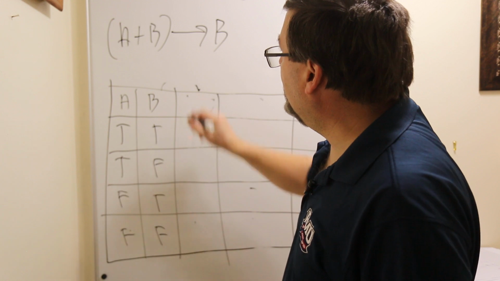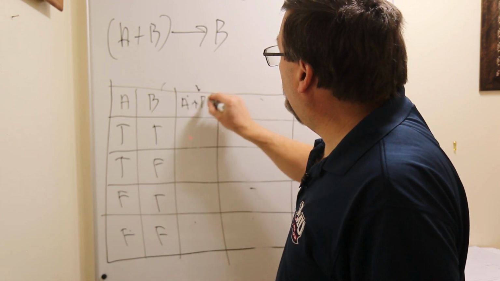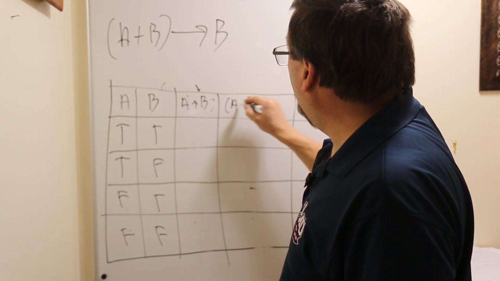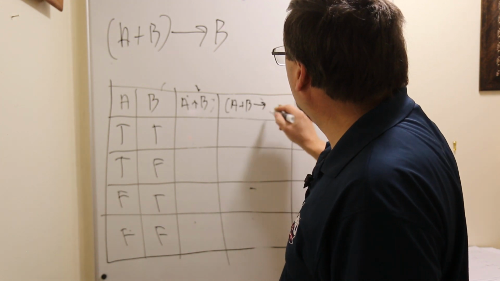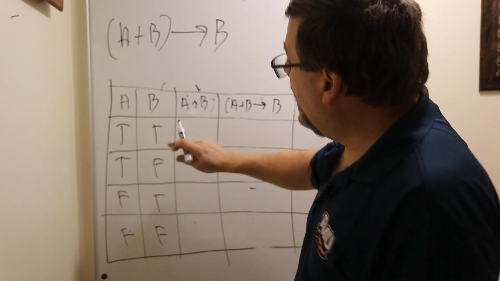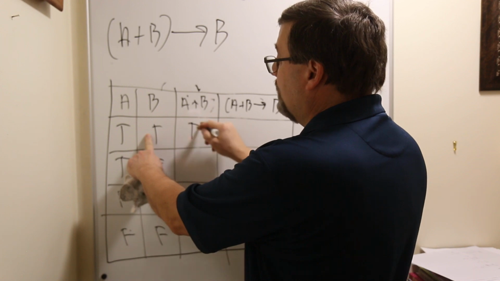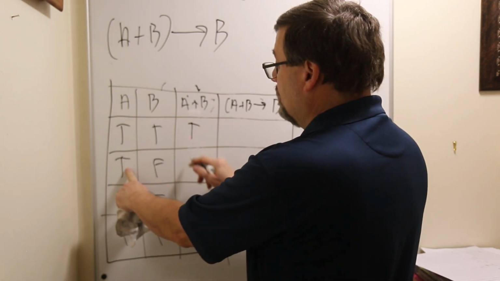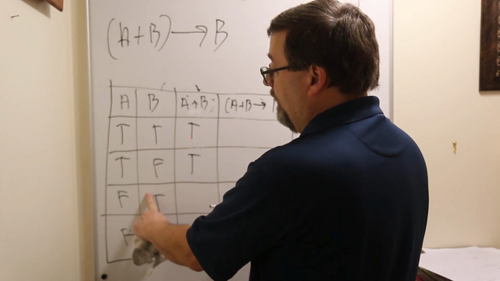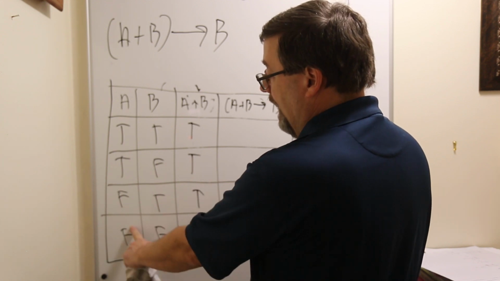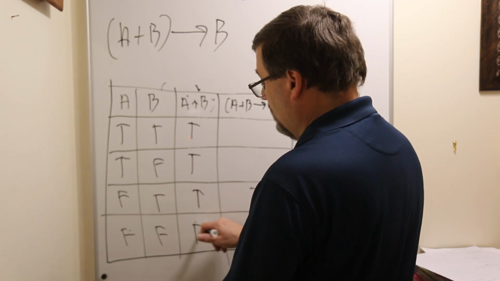So let's look at this. We need an A or B, and then we need an A or B, then B. So A or B, they're both true, that's true. A or B, one's true, that's true. A or B, one's true, that's true. A or B, they're both false, so that's false.